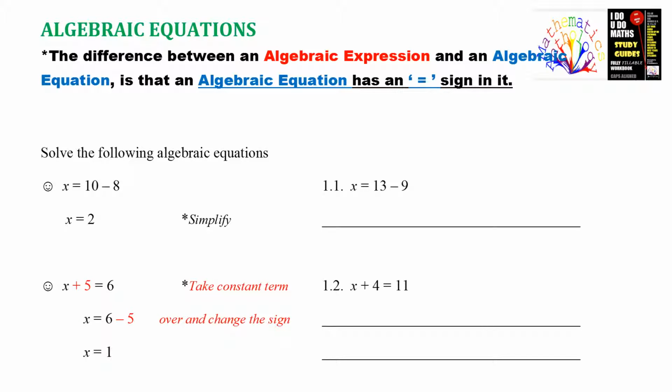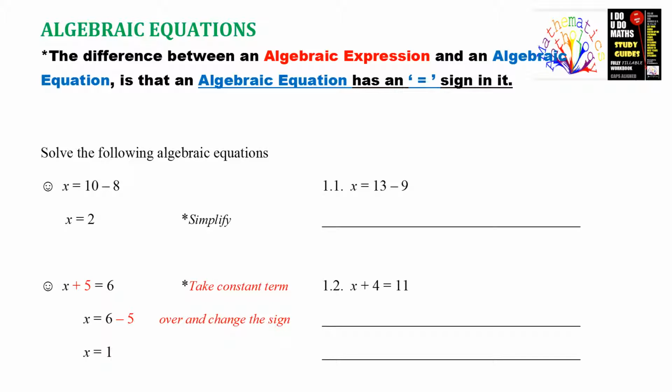We can now move on to algebraic equations. The difference between an algebraic expression and an algebraic equation is that an algebraic equation has an equals to sign in it. Solve the following algebraic equations. So the first one we're given here is x is equal to 10 minus 8.